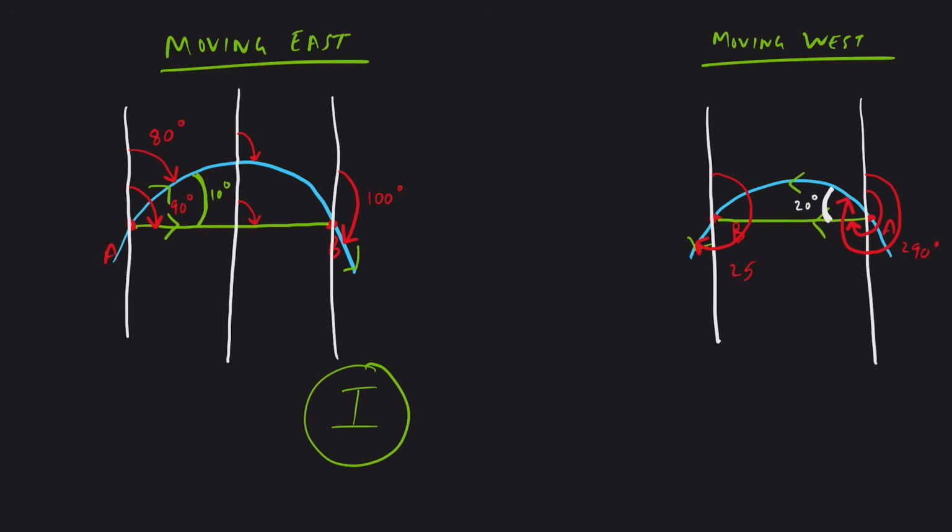So what do I see over here? I see that my great circle bearing from A to B is decreasing. So in the northern hemisphere, moving west, great circle bearing decreases. Let's talk about the southern hemisphere now.